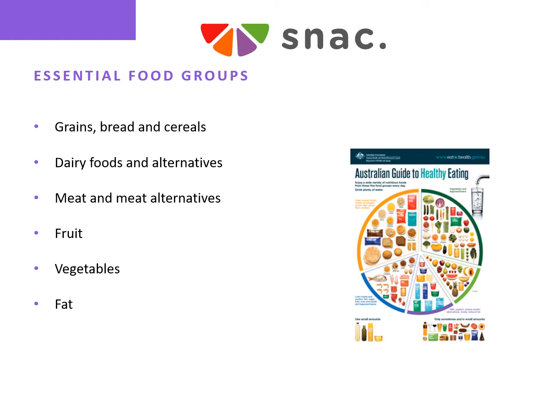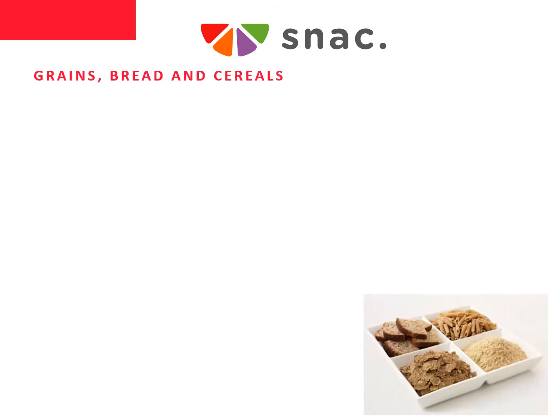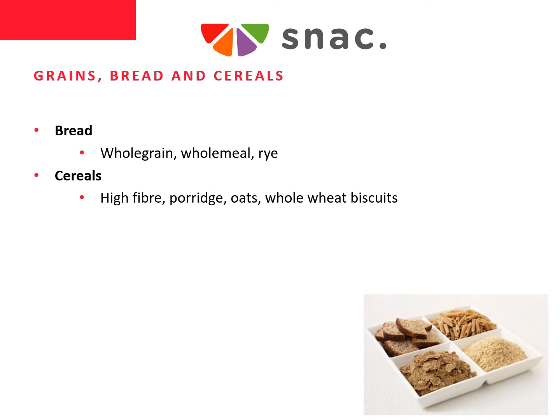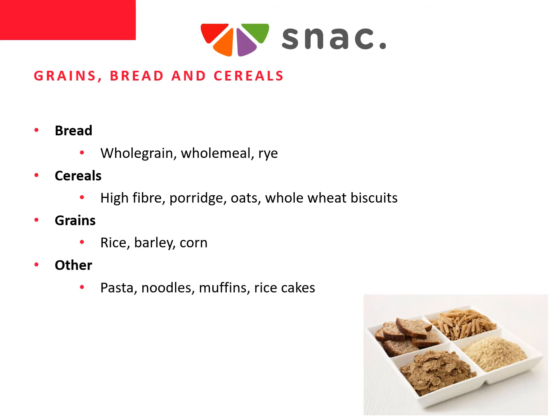Now let's have a look at each of the essential food groups and what foods we might expect to find in them. So in the grains, bread and cereals section, we have bread, many different types including ordinary sliced breads, pittas, muffins and flatbreads to name a few, which should be whole grain, wholemeal or rye where possible. Cereals, including breakfast cereals such as porridge oats and whole wheat biscuits. Grains such as rice, barley and corn. And other products such as pastas, noodles, muffins and rice cakes. Always choose a whole grain and low GI where possible.